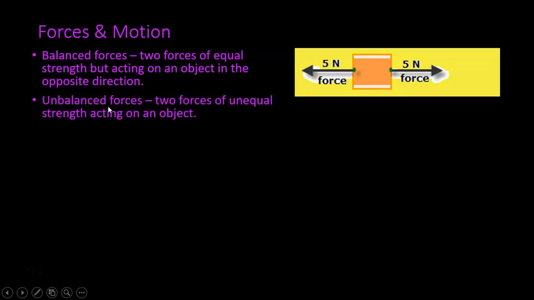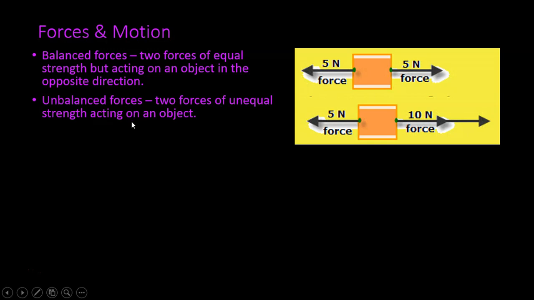We have unbalanced forces, and those are two forces of unequal strength acting on an object. They may or may not be in the exact opposite directions. In this case they are, but they don't have to be. So we have a 10 Newton force pulling to the right, and we have a 5 Newton force pulling to the left. They're unequal in strength, so these are unbalanced forces. And this is important because this tells us the type of motion.